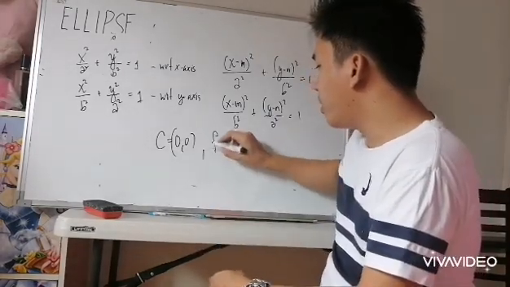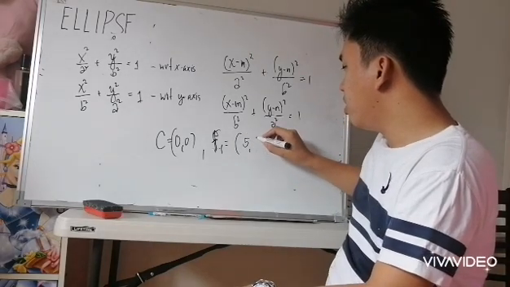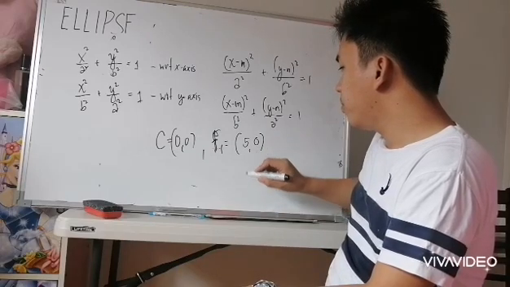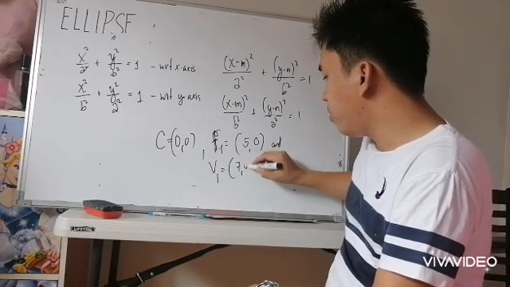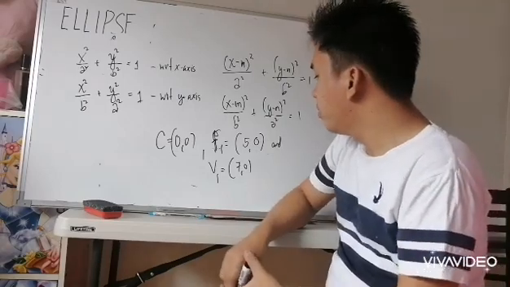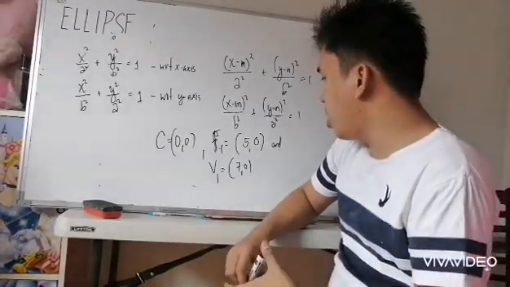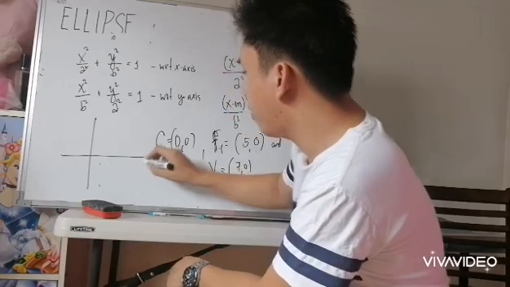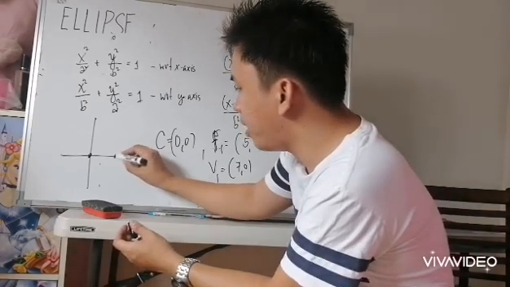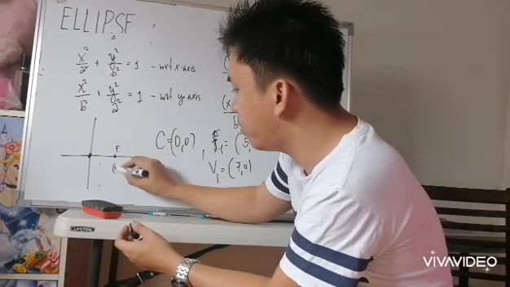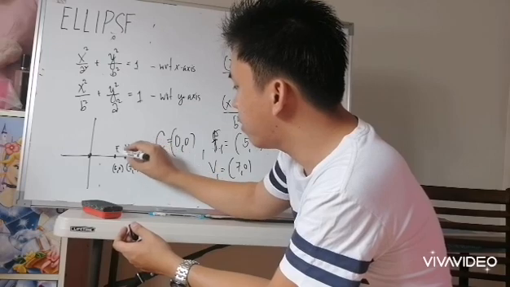One of the foci is at point (5, 0), and one of the vertices is at point (7, 0). So how do you get the equation of that? It's pretty simple. You just have to plot the given first. You have (0, 0) as the center. One of the foci is (5, 0), so somewhere here is (5, 0). One of the vertices is (7, 0), so somewhere here is the vertex.